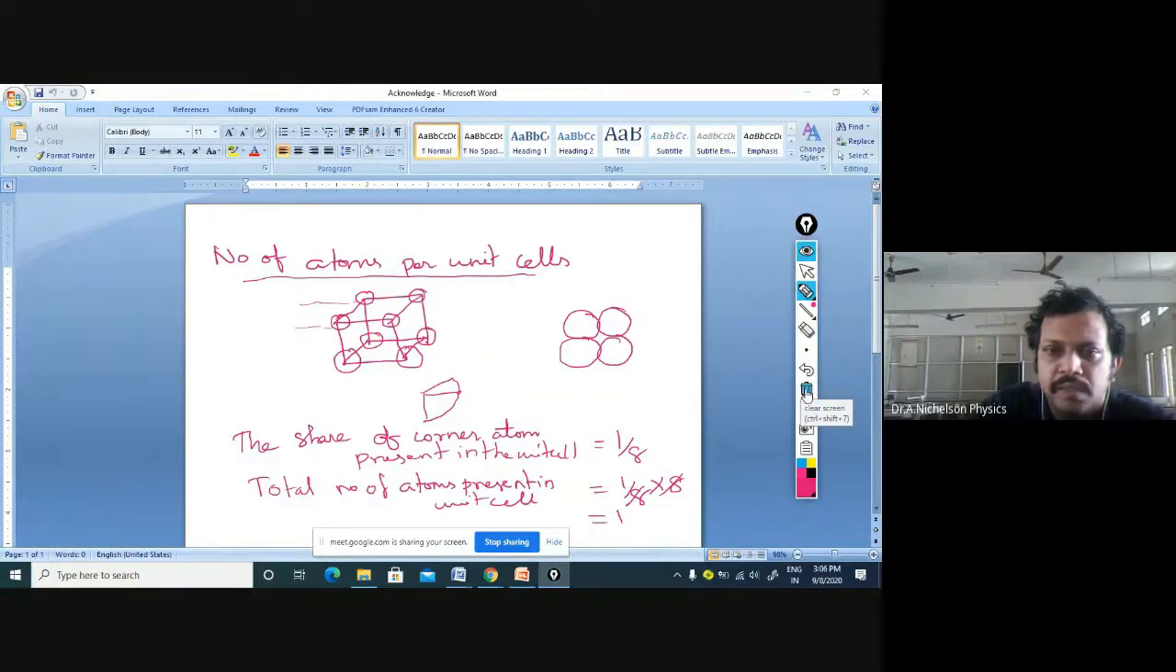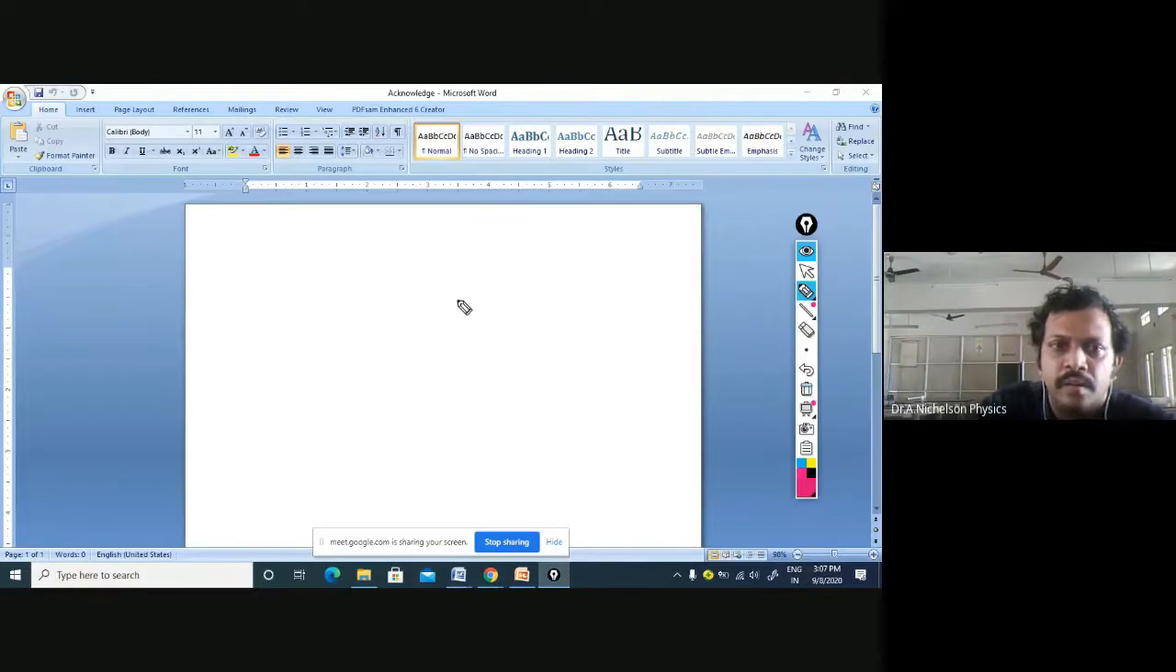Now I am going to delete this. Just I think you have followed writing. Now what is the second one? First, number of atoms per unit cell. Second one is coordination number.